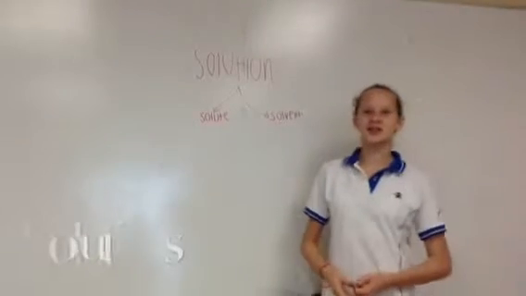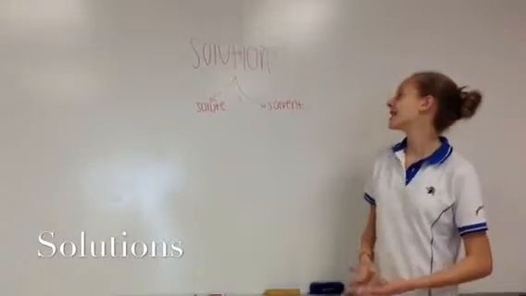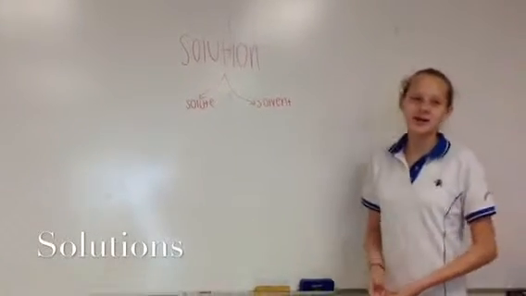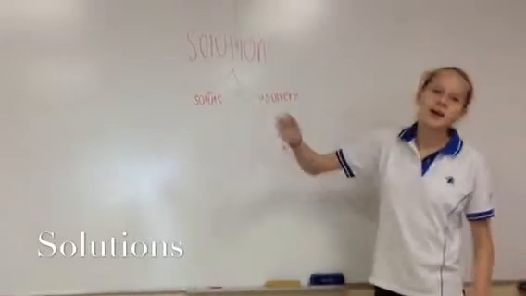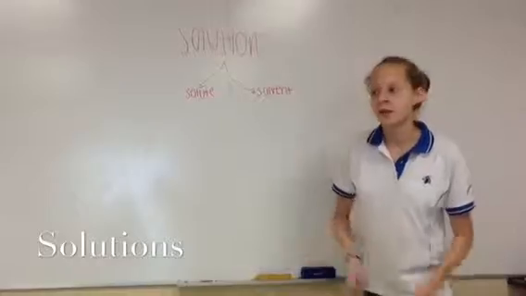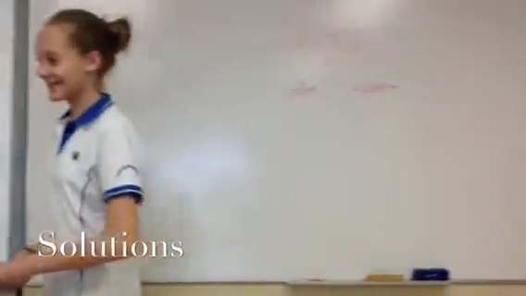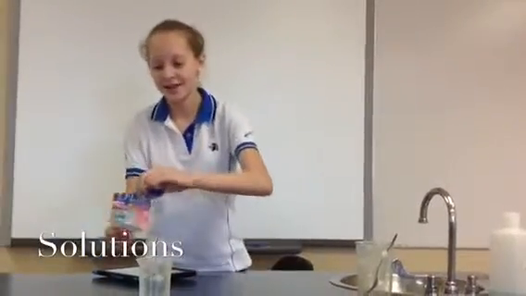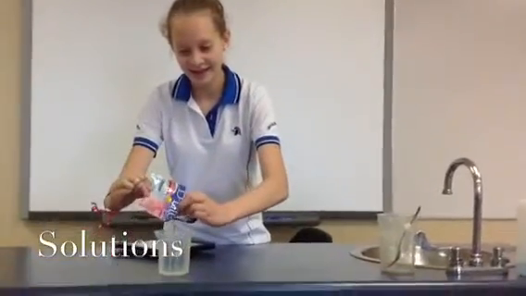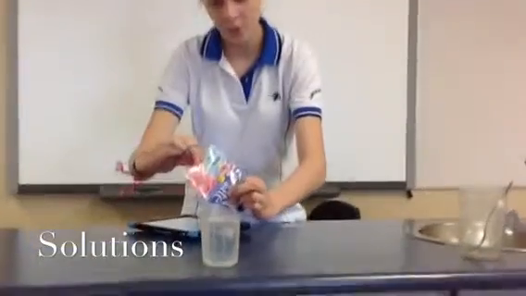A solution is made of two parts, the solute and the solvent. The solute is the liquid, gas, or solid that is being dissolved, and the solvent is the substance that does the dissolving. For example, the powder is the solute, and the water is the solvent. You can see as the powder is being dissolved in the water.